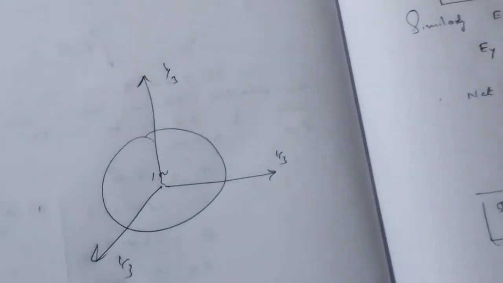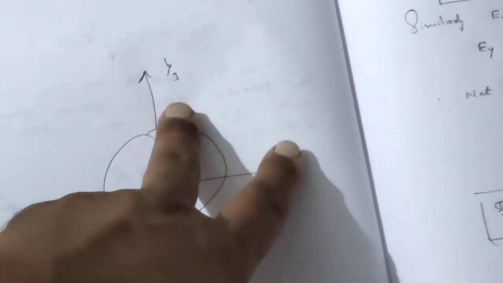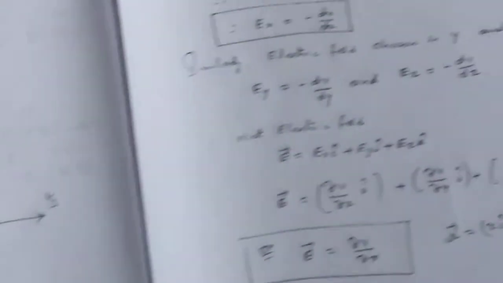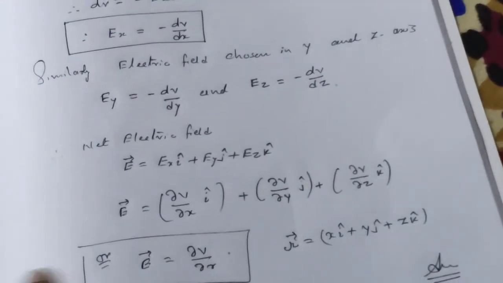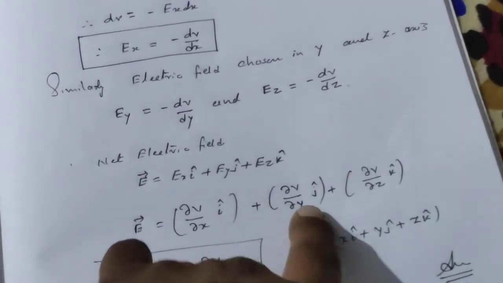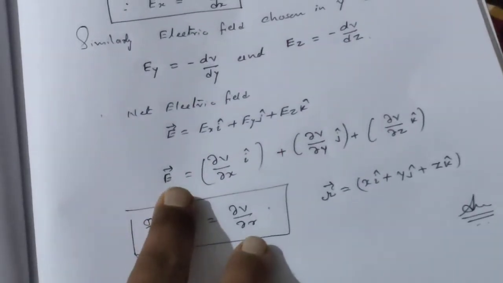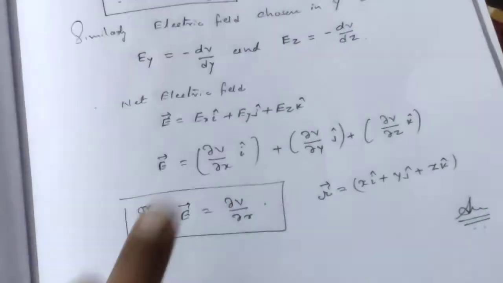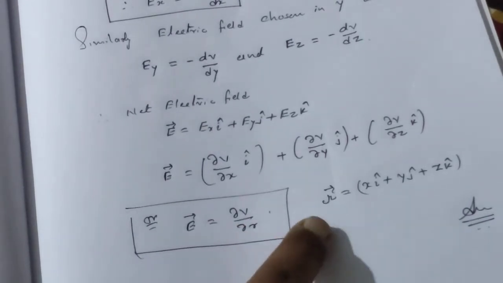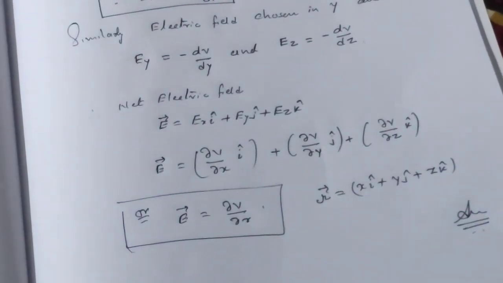For partial derivatives, out of 100% we consider only some part here, some part there. So we are considering only some part. That's why we have del V upon del x i cap plus del V upon del y j cap plus del V upon del z k cap. So this is simply the relation between electric field and electric potential. And here you can also write del V upon del r, where r stands for the position vector in x, y, and z.